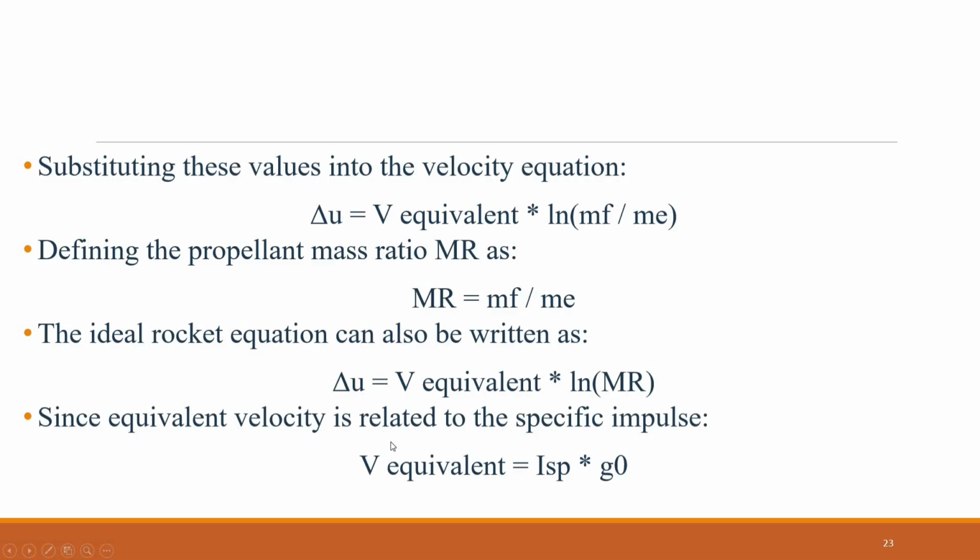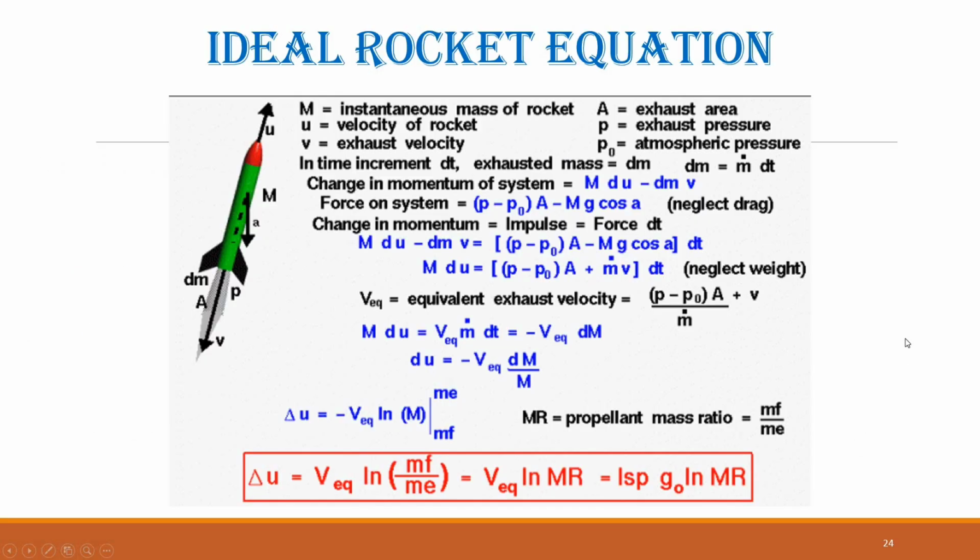Since equivalent velocity is related to the specific impulse, equivalent velocity equals specific impulse multiplied by standard gravitational acceleration. Thus, the ideal rocket equation in terms of specific impulse is change in velocity equals specific impulse multiplied by standard gravity multiplied by natural logarithm of the propellant mass ratio.